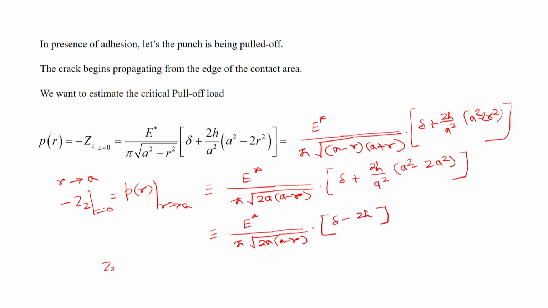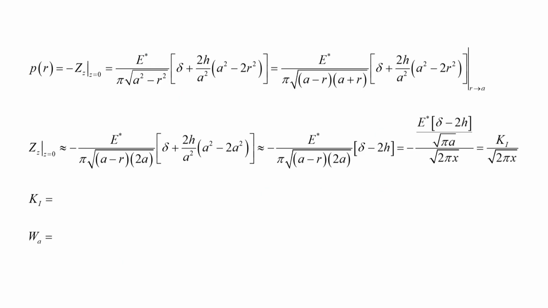So, at z equal to 0, that will be equal to minus of this quantity. So, this quantity I will write as K_I by square root of 2 pi (a minus r), that is the way I will write it. So, I will have an expression for the stress intensity factor. So, we do all that, and the same way we just wrote. So, it will be the stress intensity factor.